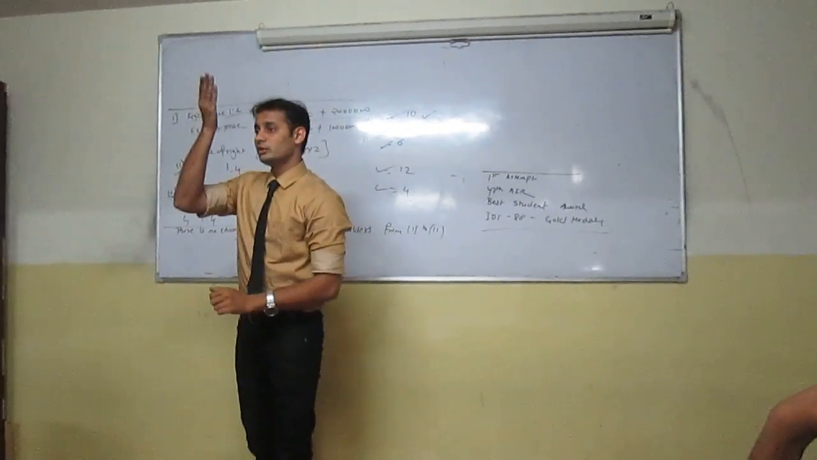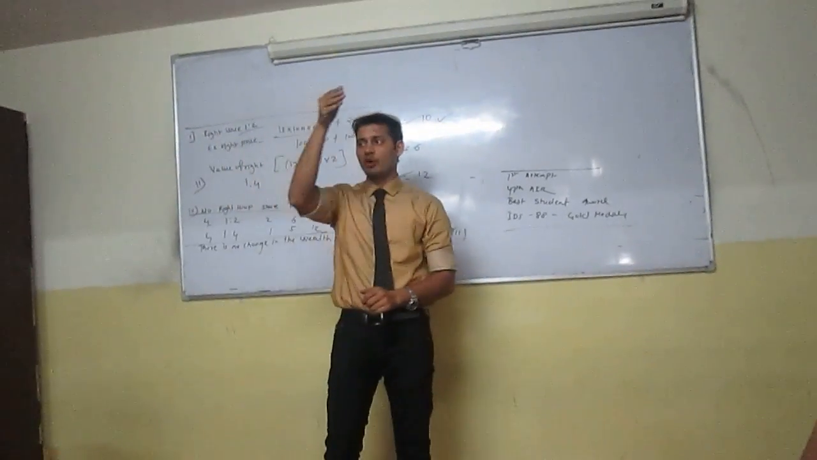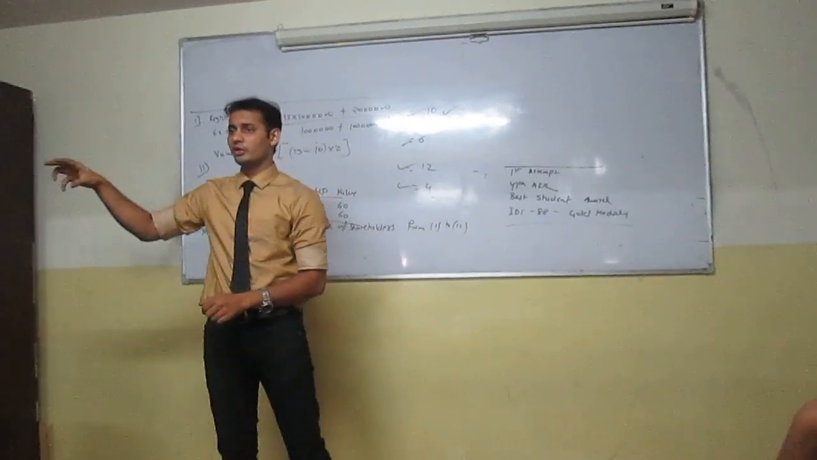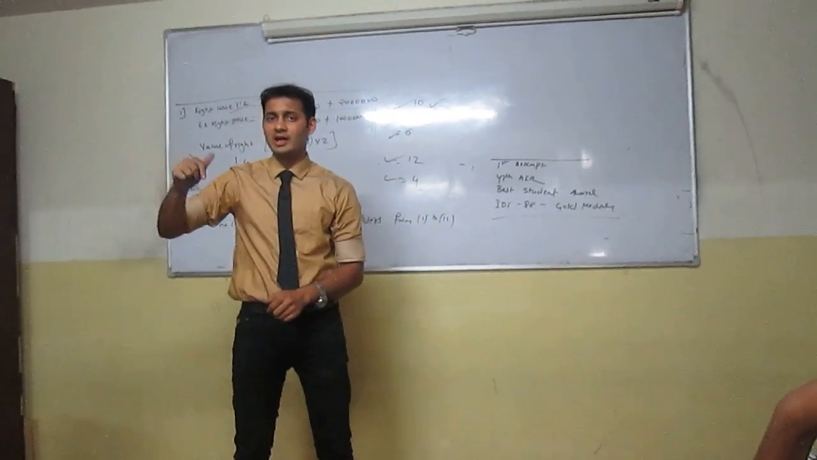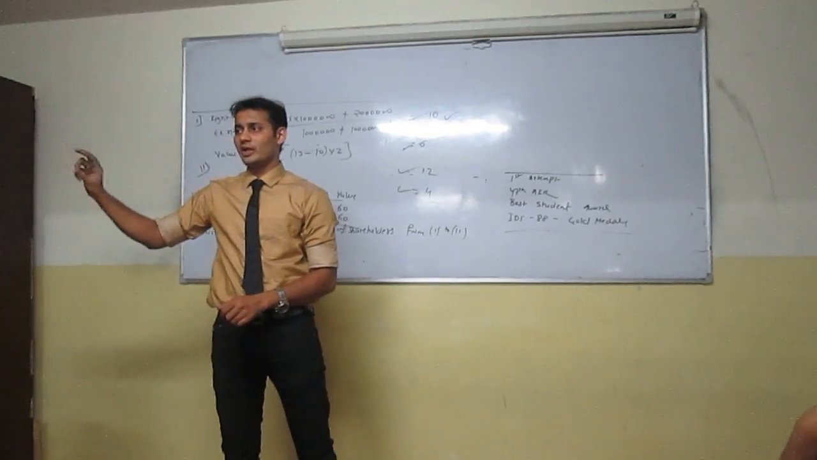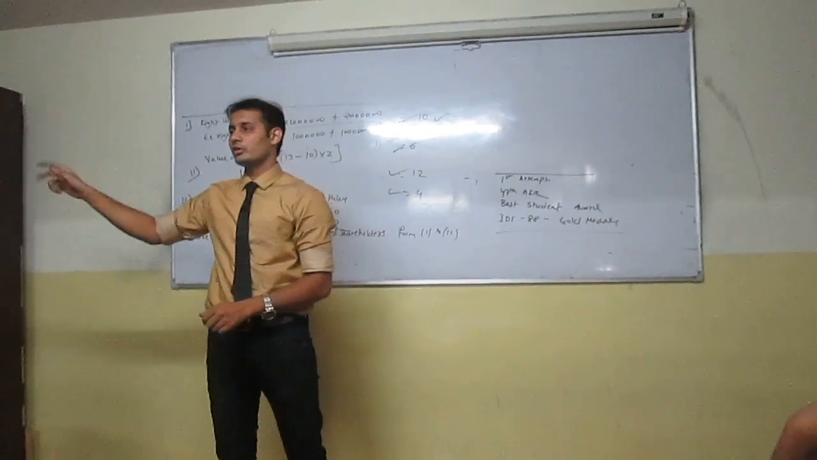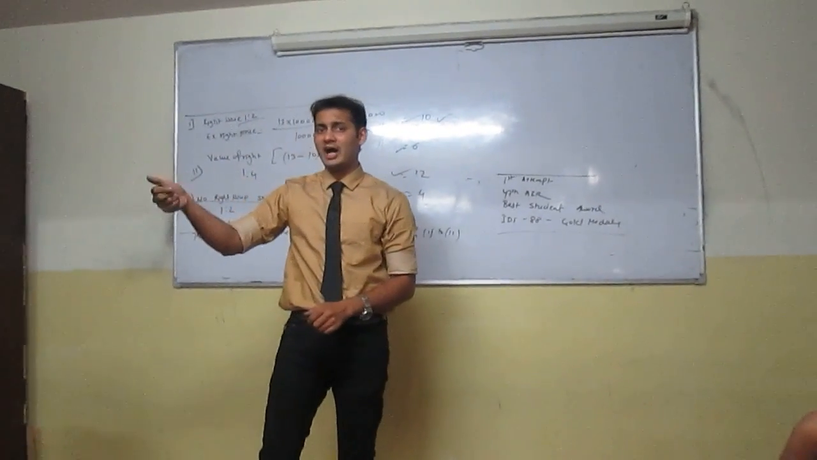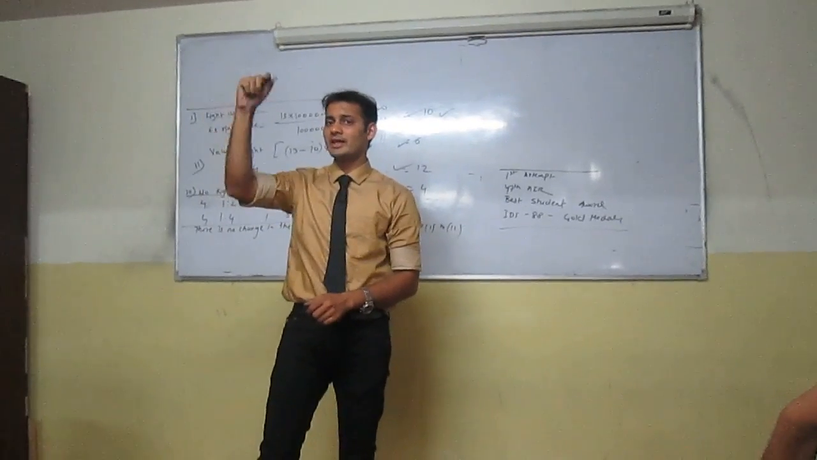After that, forward derivatives: forward, futures, option and swap. Forward: F is equal to S in bracket 1 plus R. Futures: F is equal to S into e to the power RT, or F is equal to S minus present value of I into e to the power RT.